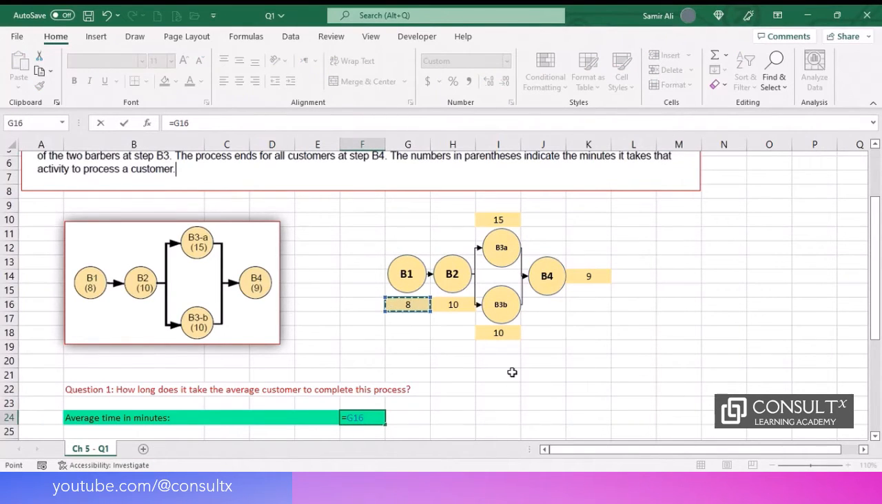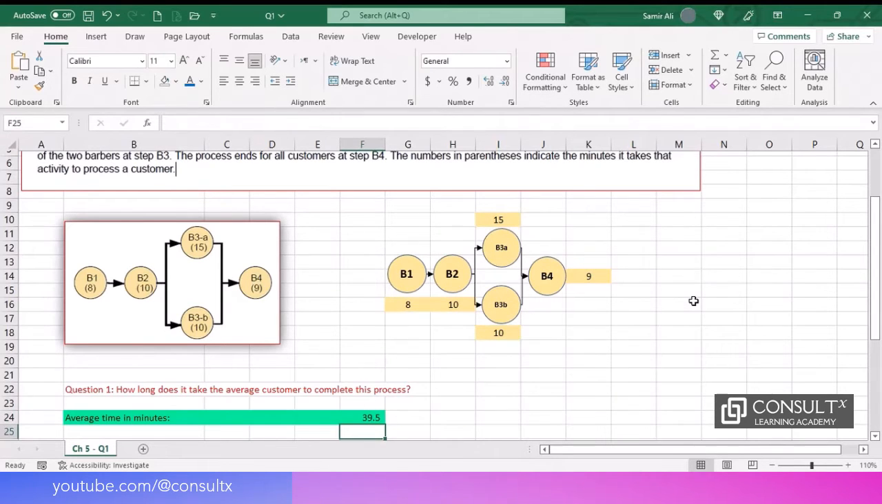8 minutes of B1 plus 10 minutes of B2 plus, and now we need to take the average, 15 plus 10 divided by 2. This will give our average, and then finally adding 9 minutes of B4. 39.5 is our answer.